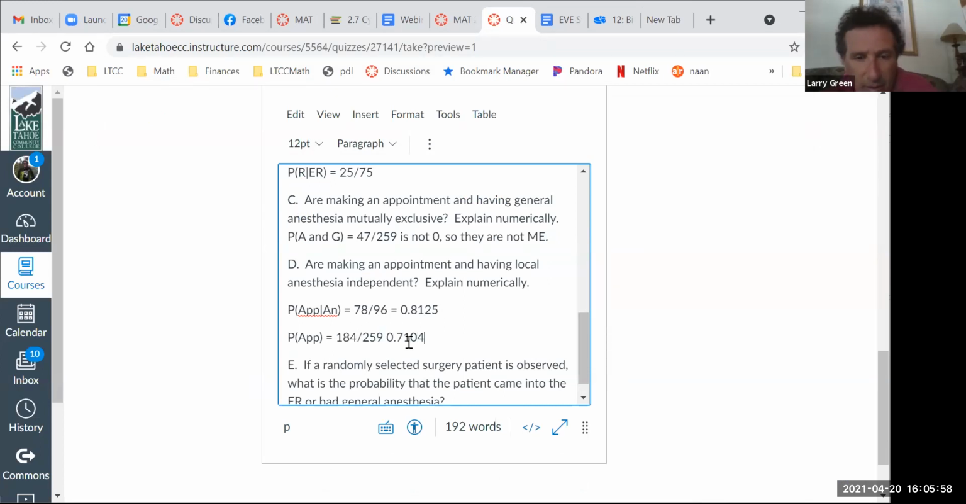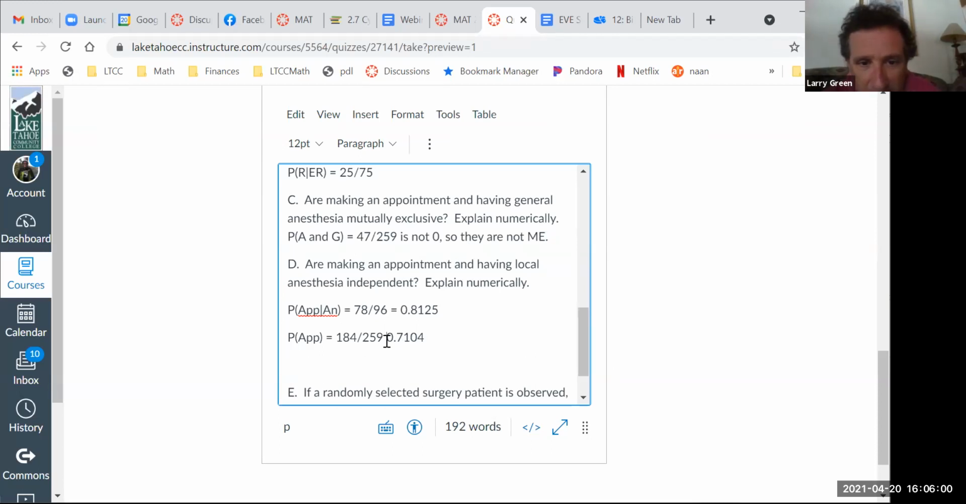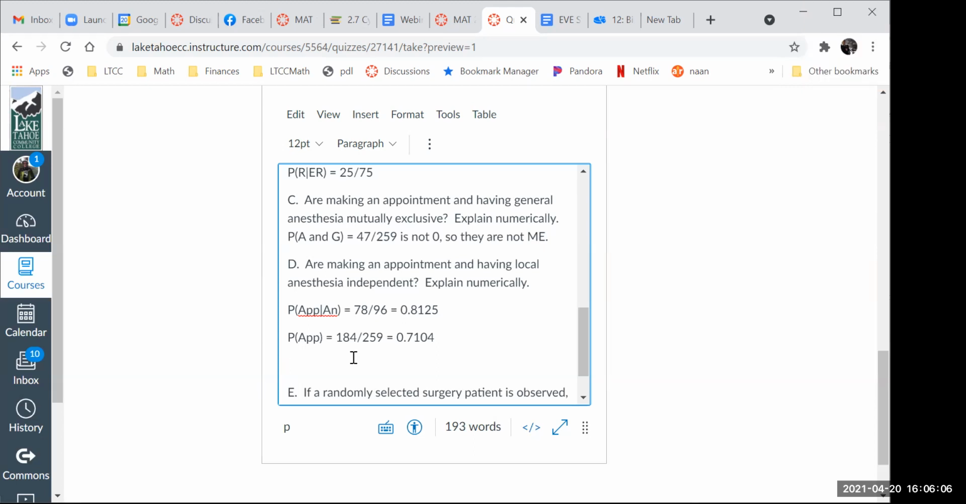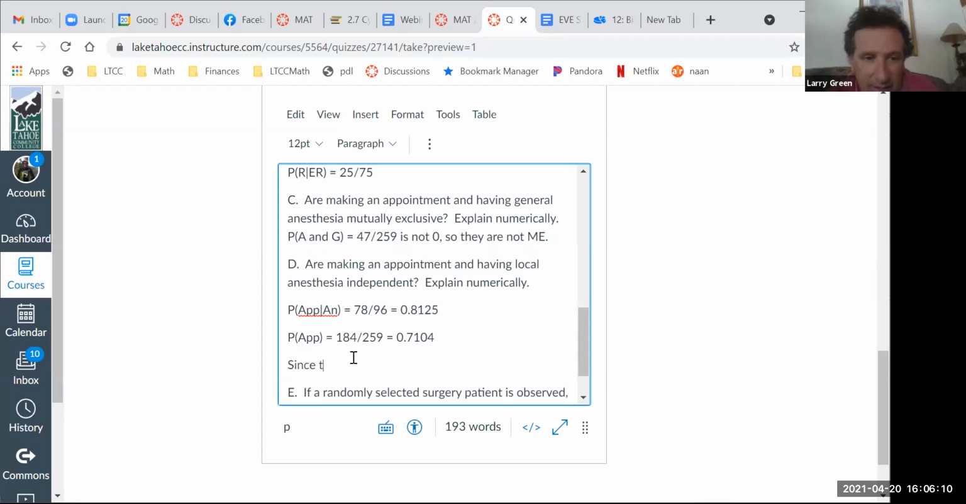Okay, and what was the point of all this? What can we say? They're dependent because they're not equal. Yeah. So since they are not equal, they are dependent, not independent.